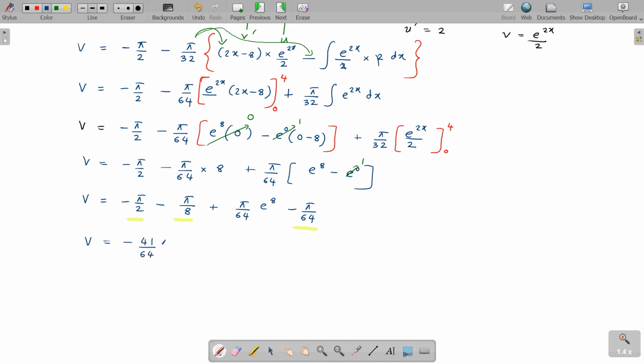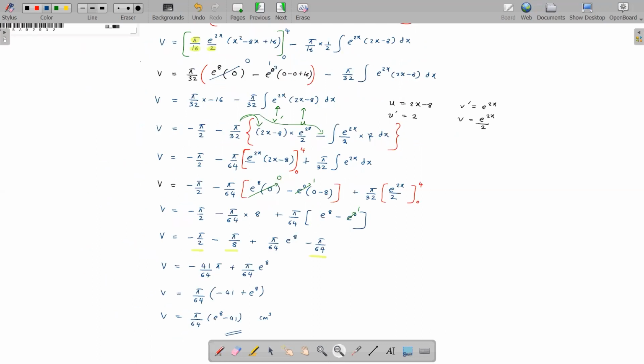Minus 41 over 64 pi, and then plus pi over 64 e to the power 8. Then we'll take pi over 64 out, and I end up getting minus 41 plus e to the power 8. Or in other words, pi over 64 into (e to the power 8 minus 41) in cubic centimeters. Okay, so this is the volume equation. Are you all okay with this? Okay.